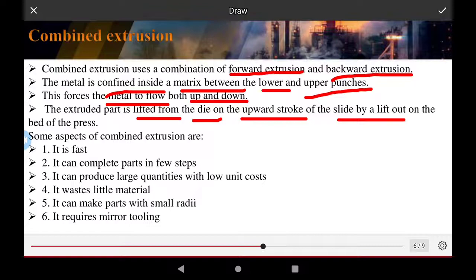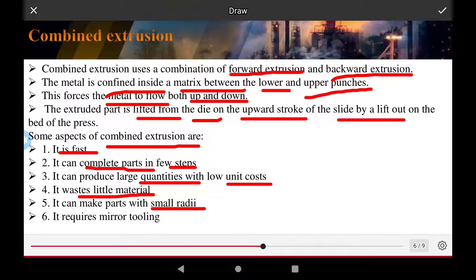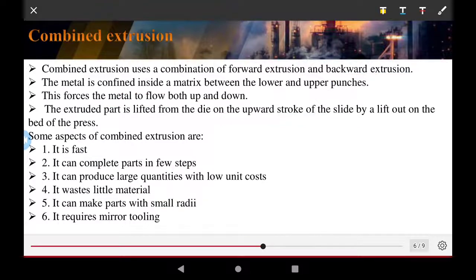Some advantages of the combined extrusion process: it is a very fast process. Complicated parts can be made in a few steps. Large quantities can be produced at low unit cost. It wastes little material. Parts with small draft can be made. It requires minor tooling and cooling.